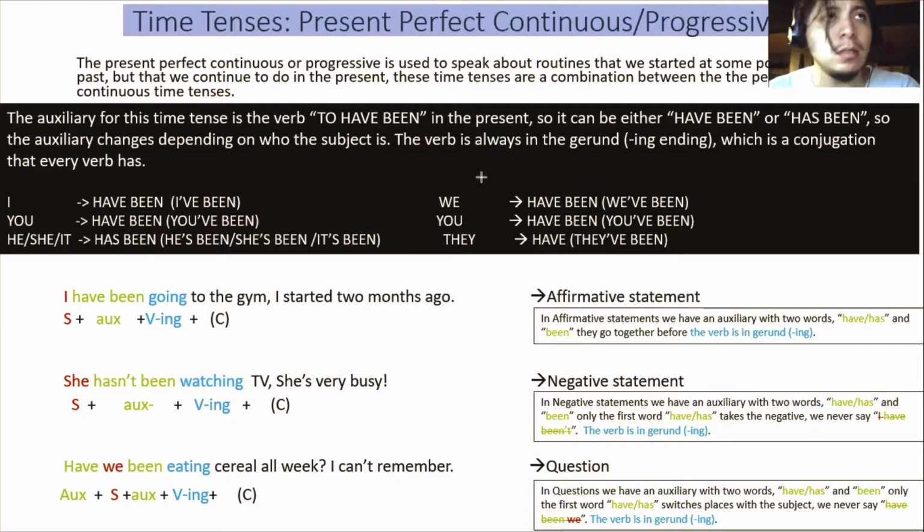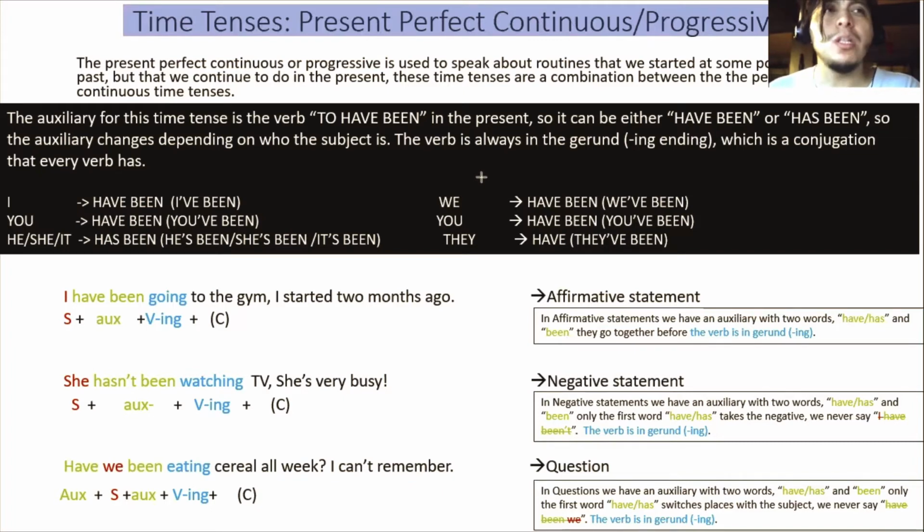This is important, okay? So again, when do we use the present perfect continuous? We're going to use it to speak about routines that we started in the past, something that I started doing in the past, but that I continue to do in the present. I have been working at the SEA for 4 years. It means I started working there 4 years ago, and I continue to work there to this day. Yes, I have been going to the gym for 3 months. It means I started going to the gym 3 months ago, and I continue to go to the gym to this point. Okay, that's pretty much what we are saying.